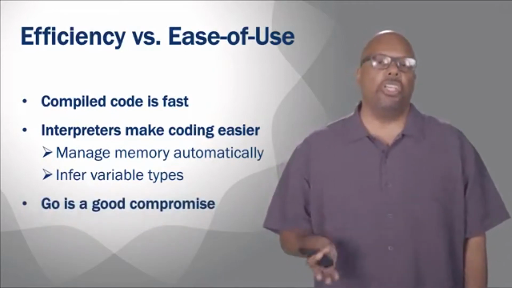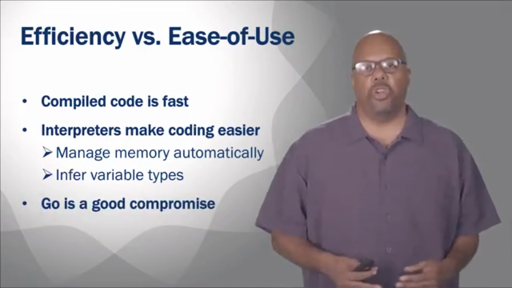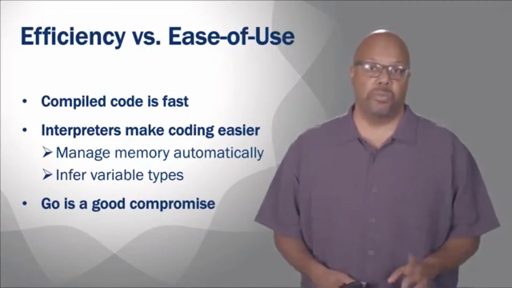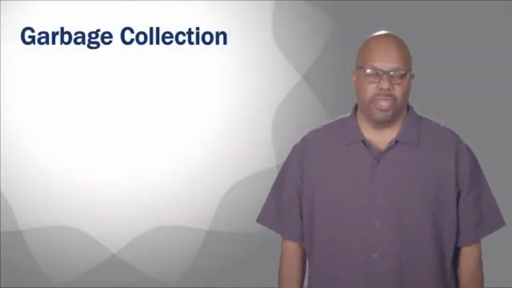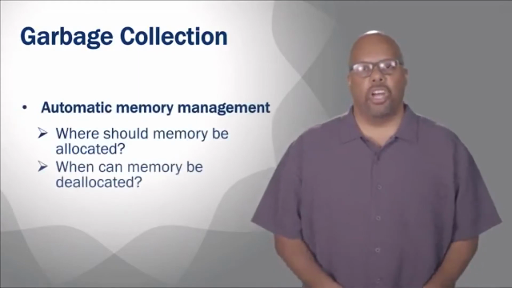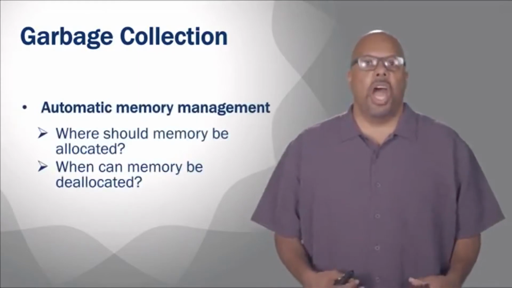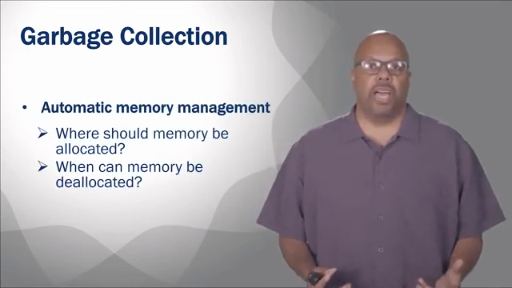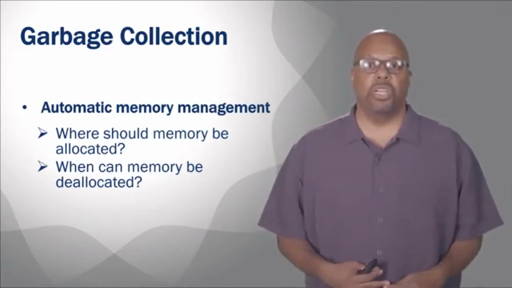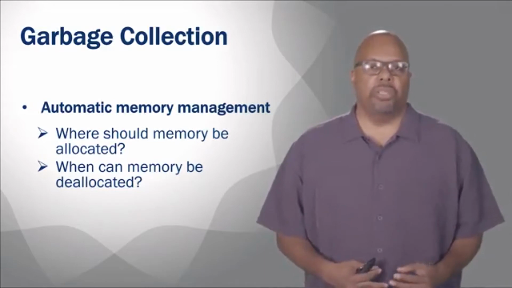So Go is a good compromise between this compiled and interpreted type of language. It's a compiled language, but it has some of the good features of interpreted languages. Specifically, it has garbage collection. Garbage collection is the automatic memory management that I'm talking about. So with this memory management, where should memory be allocated? I say, I need a variable X. Where should it put it in memory? What type of memory should it put it in? We'll talk about that a little bit later.